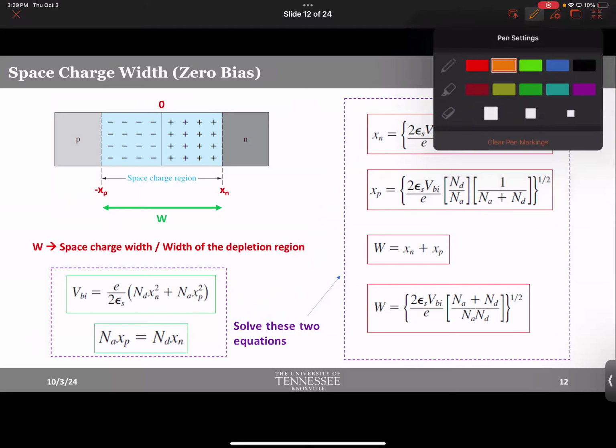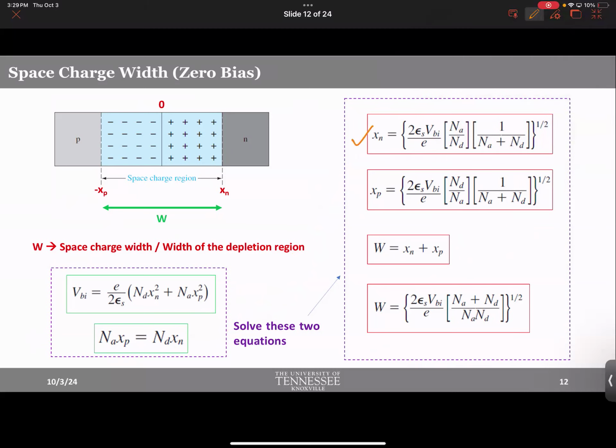So what we care about as an engineer is how can you change xn and xp? Notice that here. Assume, for some reason, you want to change xn, you want to reduce it, or you want to increase it, and vice versa for xp. How can you do it? These equations will tell you how to do it.